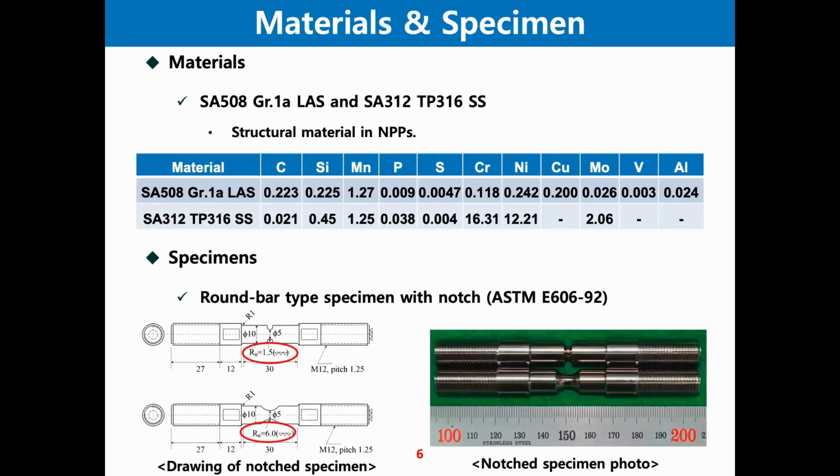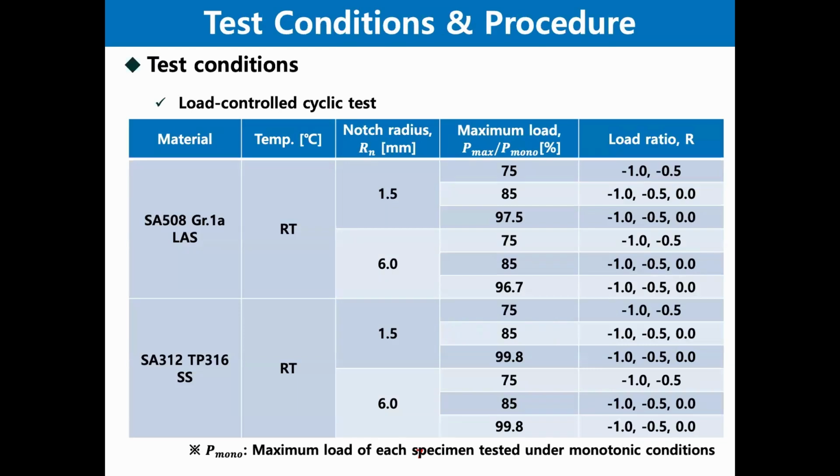For materials, SA5 grade 1 roller steel and SA312 TP316 stainless steel piping materials, used as structural materials in nuclear power plants, were used for the cyclic test. The specimen was a round bar type specimen with notch radii of 1.5 millimeters and 6 millimeters. All tests were performed at room temperature, regardless of materials and notch radius, at load ratios of -1 and -0.5 for 75% maximum load, and at load ratios of -1, -0.5, and 0 for the remaining load conditions.